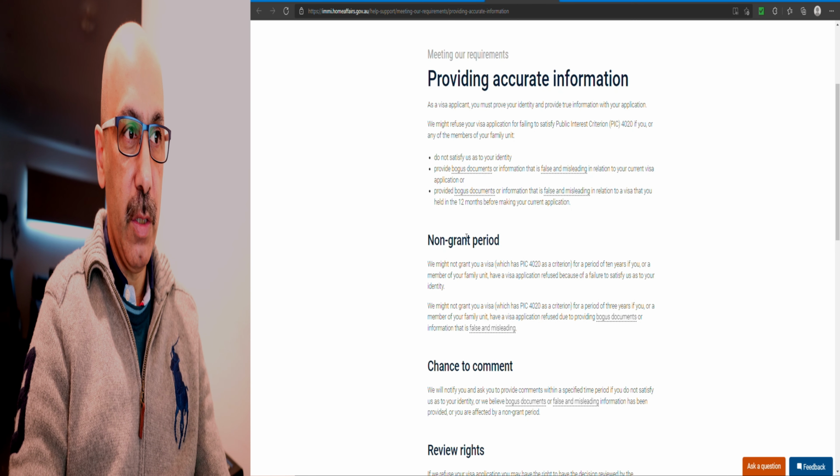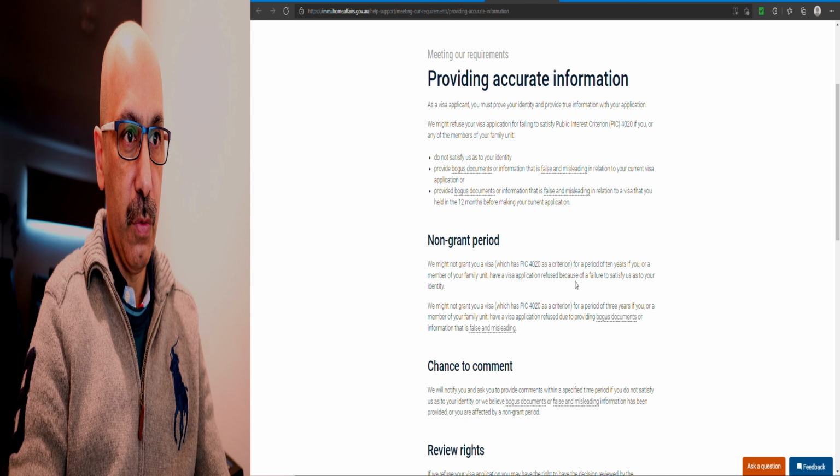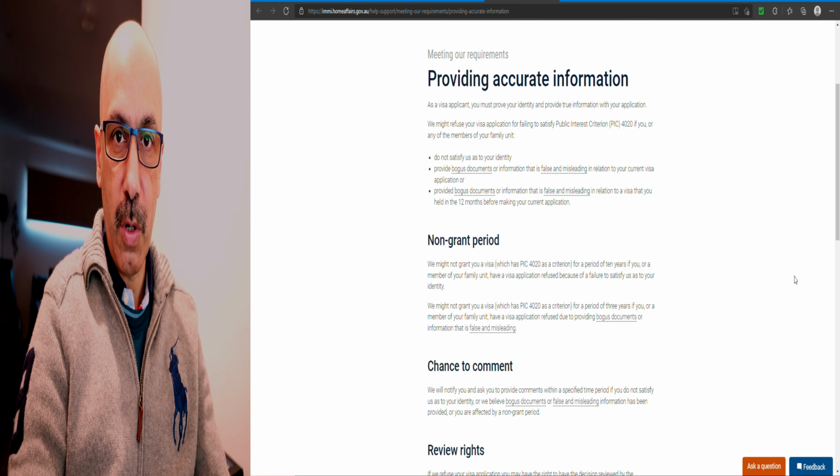So as I was speaking to you before, we might not grant you a visa for a period of 10 years if you or a member of your family unit have a visa application refused because of a failure to satisfy us as to your identity. We might not grant you a visa for a period of 3 years if you or your family member have a visa application refused due to providing a bogus document or information that is false and misleading. So I hope you have understood what I'm talking about.